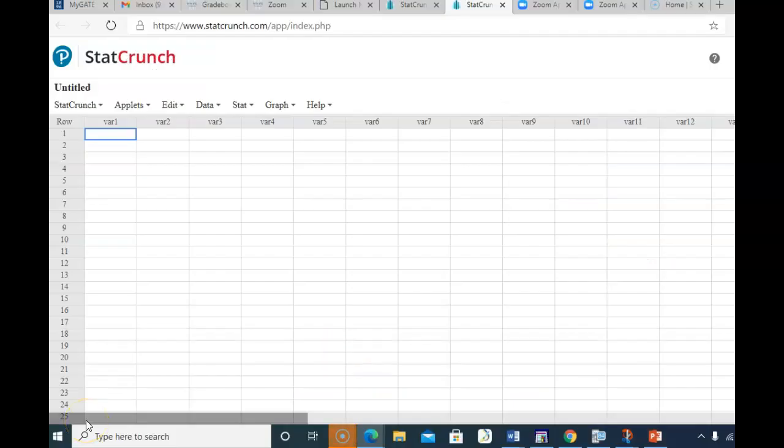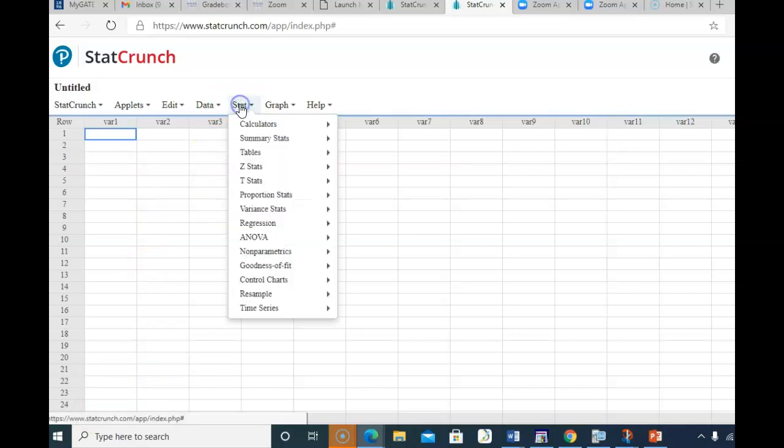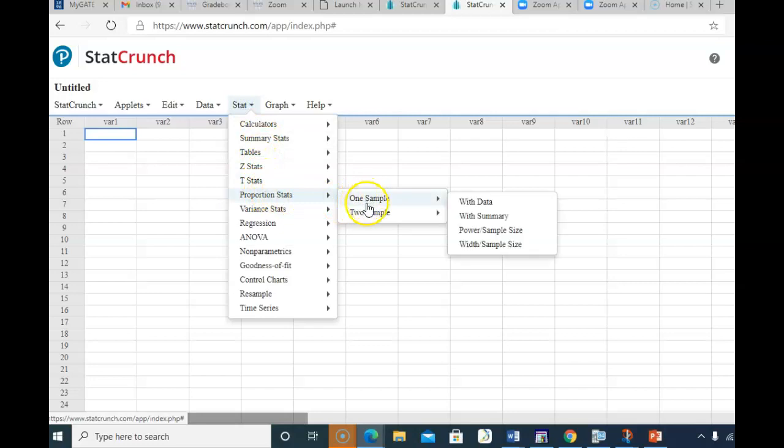I would like to look at this problem using StatCrunch just to show you how you can do some of these with StatCrunch. So if we go to Stat and go down to Proportion Stats, this time we're going to choose 2 sample. And since we've been given the summary statistics on this one instead of the actual data, we're going to choose with summary.